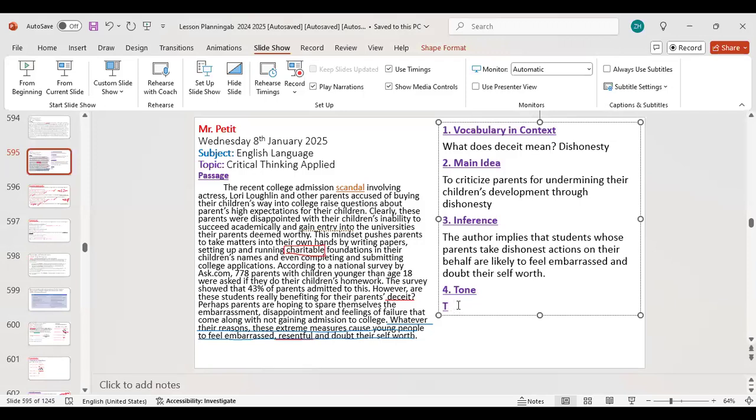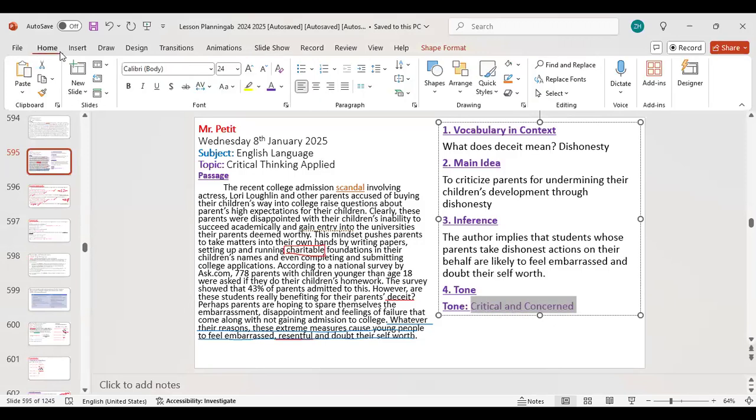It's no emotions, and it gets straight to the point and says all the specific points. No, that's not quite it. Critical and concerned, because the main idea of the passage is to criticize parents. Exactly. Critique. What does she critique?